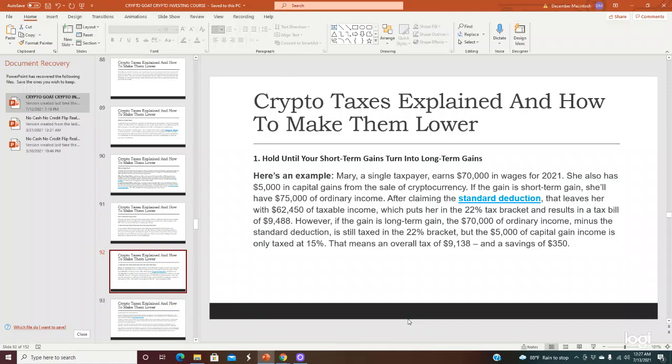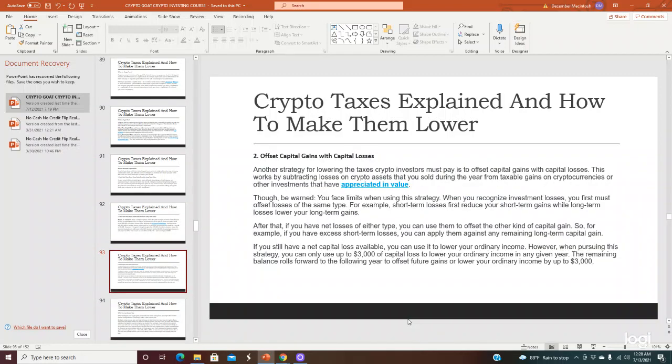$9,488. However, if the gain is long-term, the $70,000 of ordinary income minus the standard deduction is still taxed in the 22% bracket, but the $5,000 of capital gain income is only taxed at 15%. That means an overall tax of $9,138 and a savings of $350. Now, that might not seem like much right now, y'all, but trust me, that will pay off big time over time, especially when you are making a lot bigger gains than $5,000.